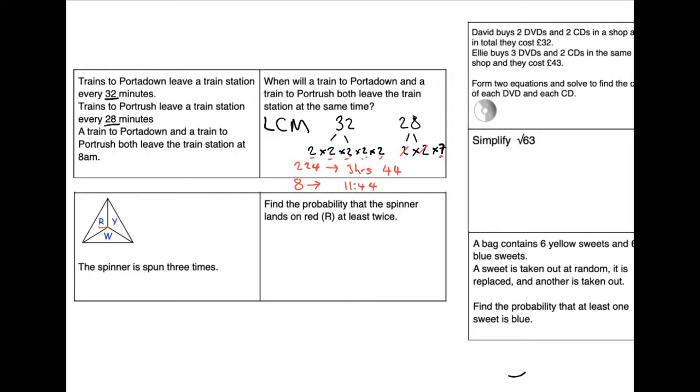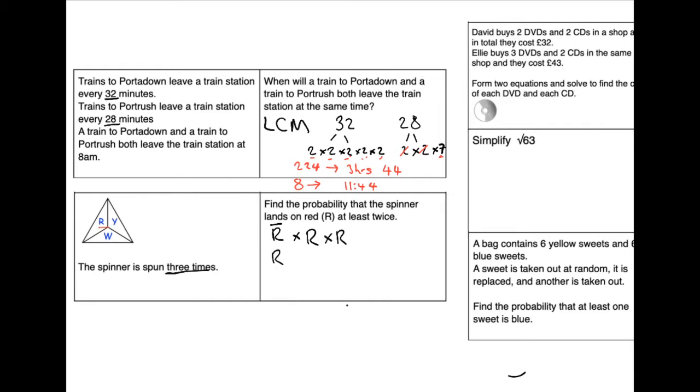The next one, the spinner is spun 3 times, and we need to find the probability that the spinner lands on red at least twice. So the way I'm going to do that is we need to think about that as either landing on red or not landing on red. Okay, so the spinner is being spun 3 times, so we could either have it doesn't land on red, so I'm going to put red with a line over the top, or it does land on red and then it does land on red.